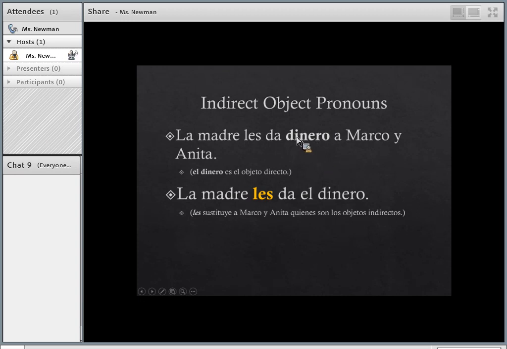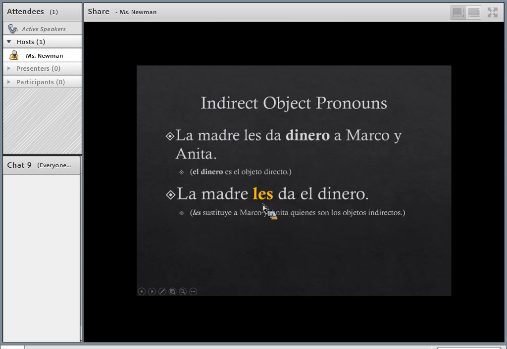Okay, if it said she gives it to them, it would be the pronoun. In this case, we just have the noun money, right? She gives them the money. So if we drop Marco y Anita and we just replace it with that pronoun, this is what it is. La madre les da el dinero. So les becomes that pronoun.